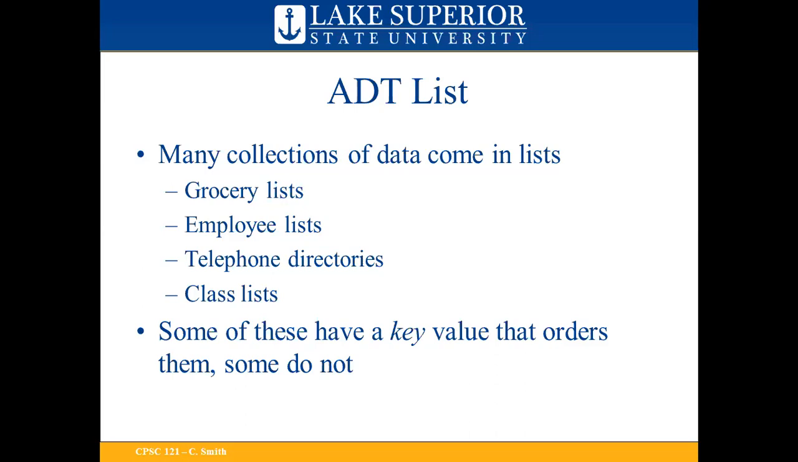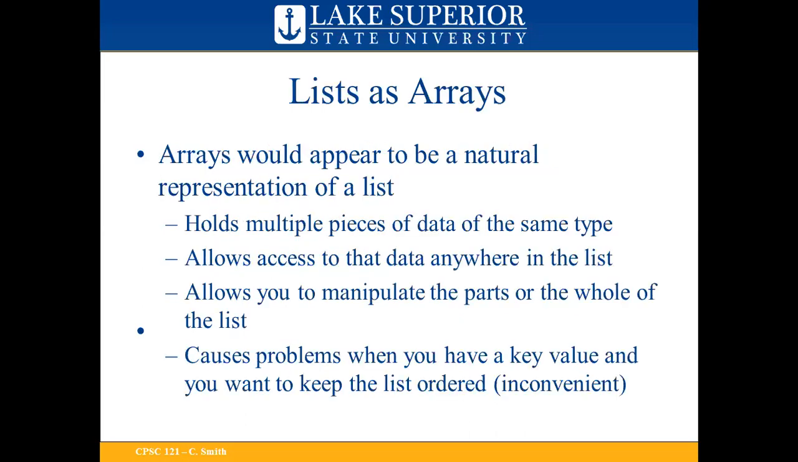So I would argue, some of these have a key value that orders them. Some do not. So a grocery list doesn't have a key. And by a key, I'm talking about an idea that we use. We also use this in databases. The key is a unique identifier for items in the list. So the items in a grocery list don't have a unique identifier. And so there's this coarse ordering potentially of location in the store, but that's not an actual key. Employee lists definitely do, telephone directories definitely do, class lists definitely do, okay? So they have key values.